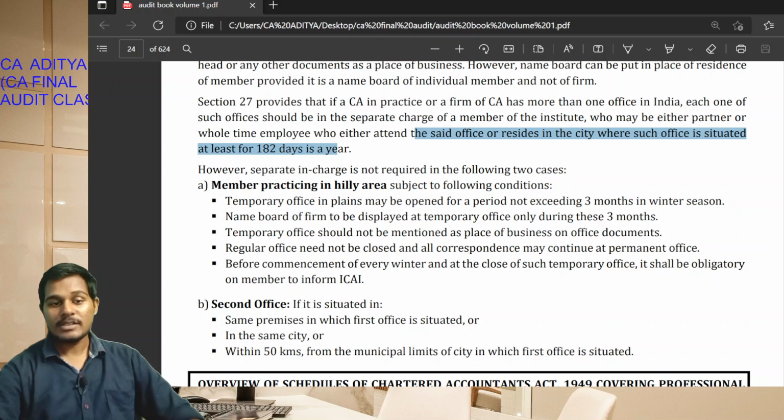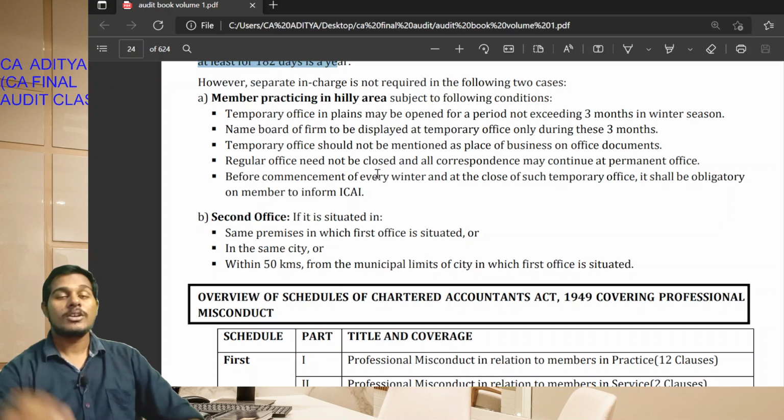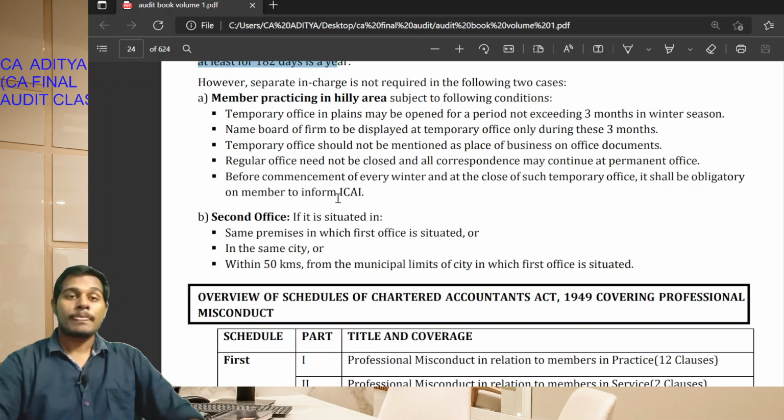Okay students, see, what is the second case, the second office? A separate in-charge who is a member of the institute is not required if the second office is within 50 kilometers from the municipal limits, or is located within the same premises, or is located within the same city.